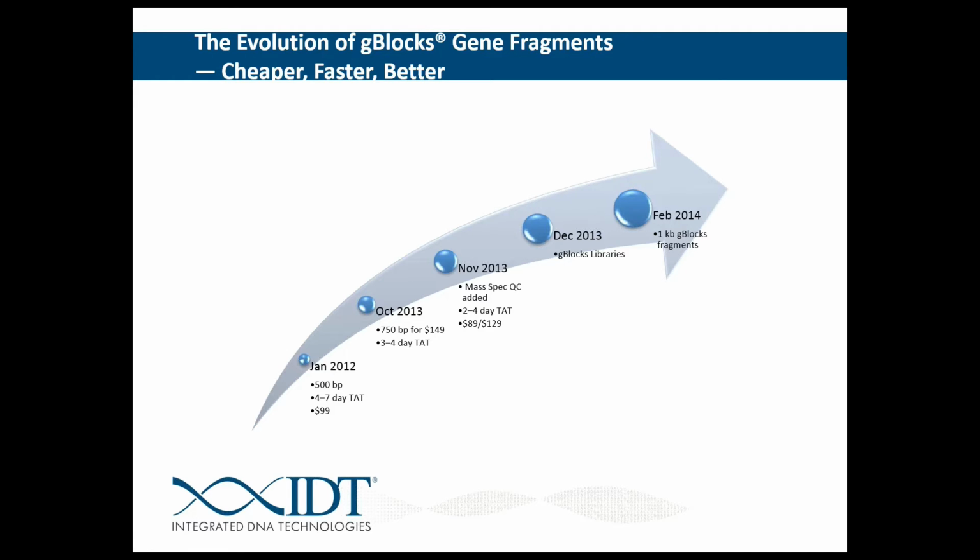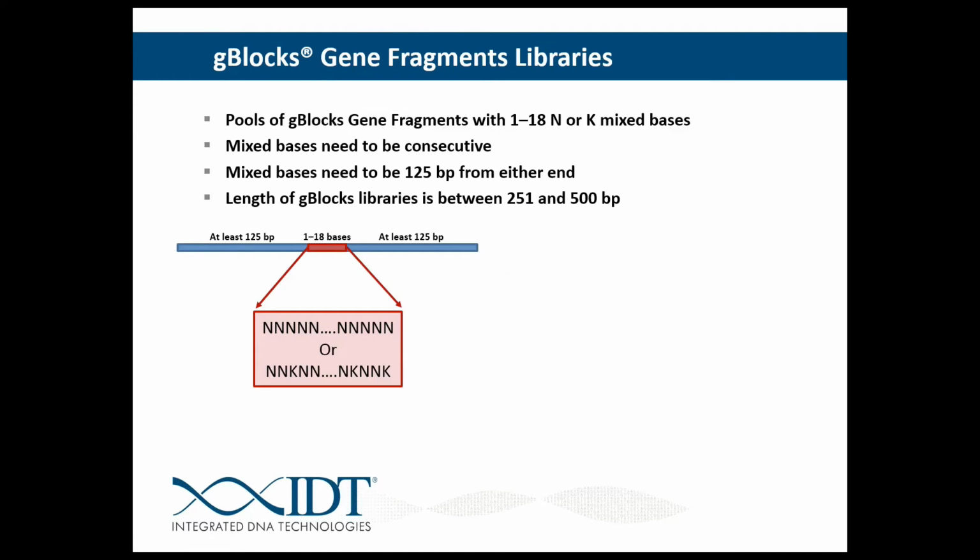So let me jump into gBlocks libraries here. gBlocks libraries are gBlocks that we allow mixed bases to be present in. This is the first iteration of this, and we're launching this fairly conservatively, at least on our website. So we have several restrictions on here. The first limits the mixed bases from being within 125 bases of either end. So the mixed bases need to be somewhat in the middle of the gBlock.